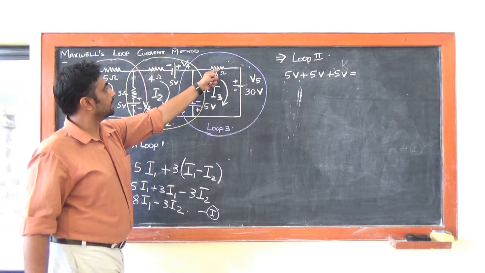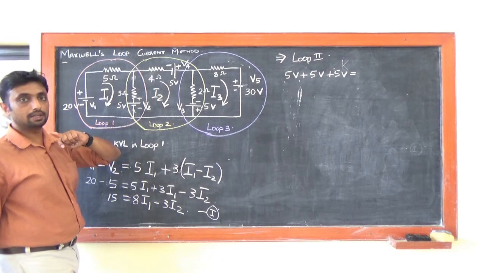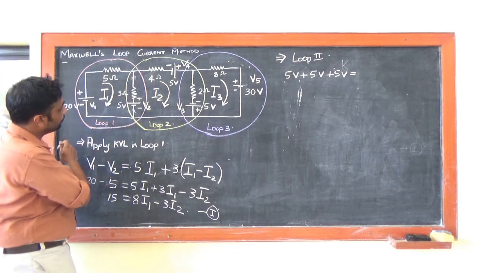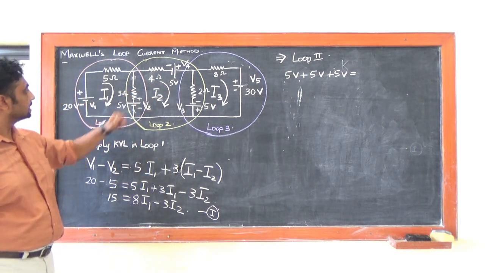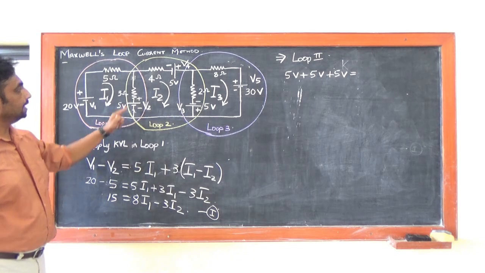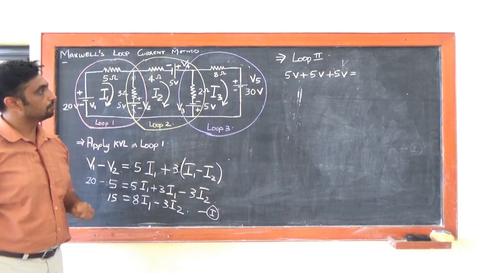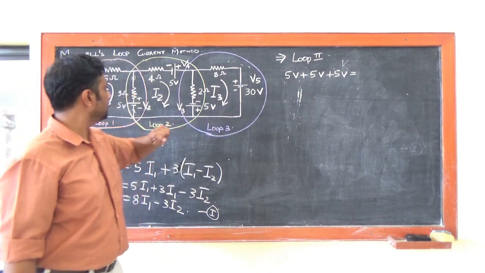So here it is interacting with only one. Here it is interacting with only one. Here it is interacting with only one. But here it is interacting with two, because you have your loop 1 and your loop 2 touching this resistor of 3 ohms, and 2 ohms you are having loop 3 and loop 2 touching that. So you have 5 plus 5 plus 5.